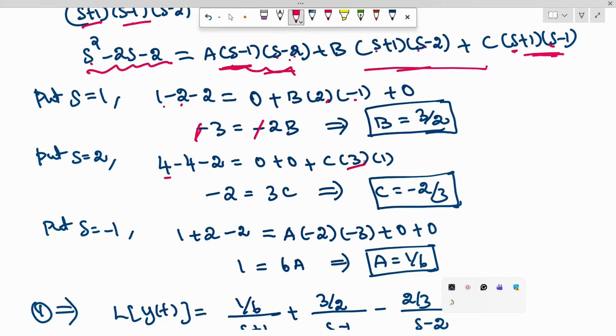2 minus 1 is 1 written here. Therefore, we can remove this 4. We are getting minus 2 equal to 3c. Therefore, c is equal to minus 2 by 3.